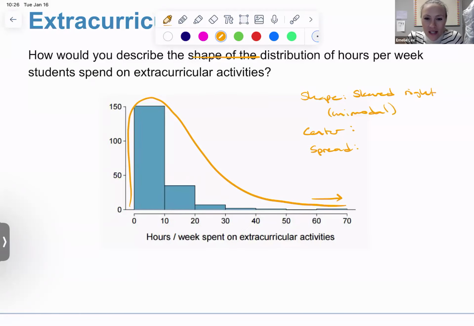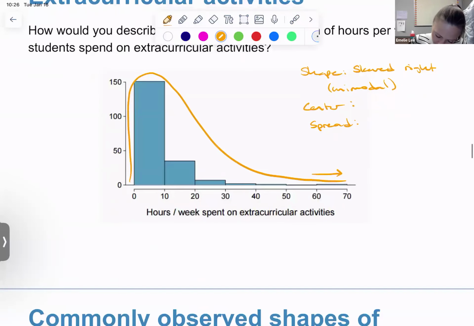In terms of the center, I want to be a little bit careful because when I think about my balancing point, which is intuitively where your center would be, it would be somewhere around 10. So even though I've got a good chunk of the distribution down here, the bars are quite a bit smaller, indicating less data. And so here my center might be somewhere around here. Center around 10.